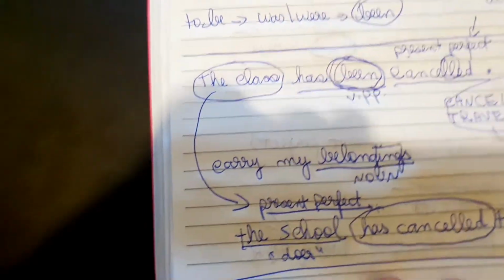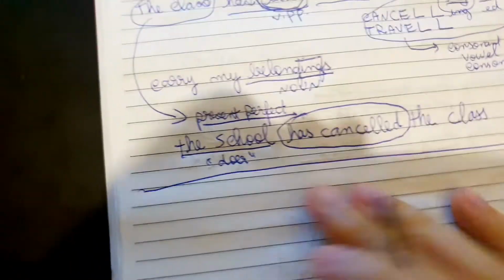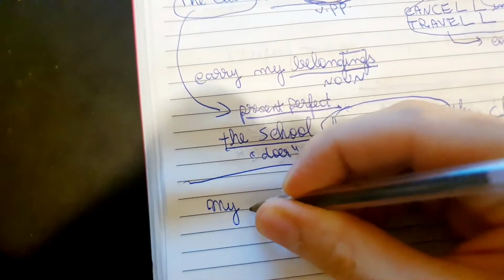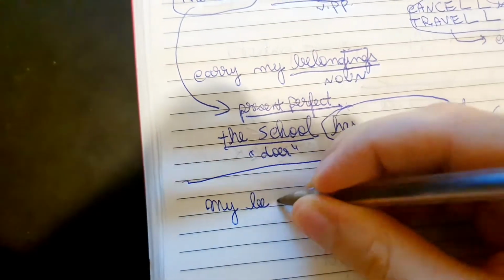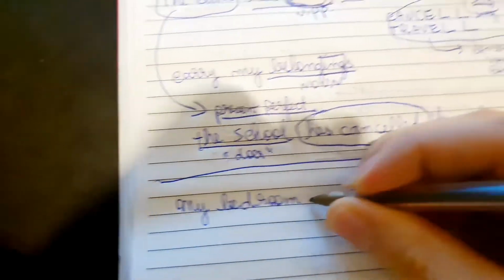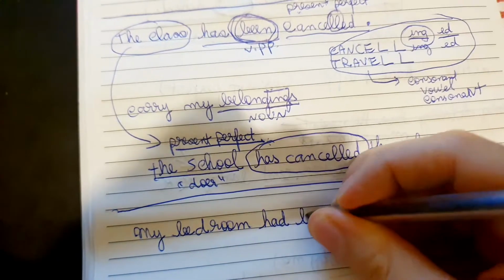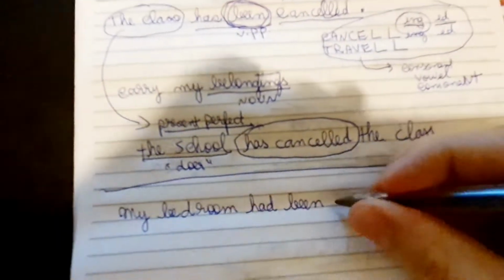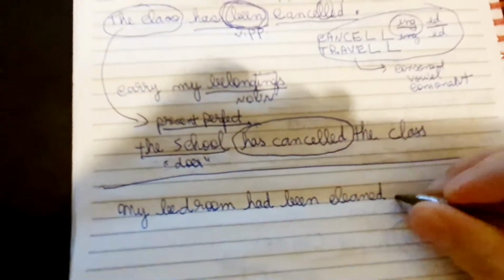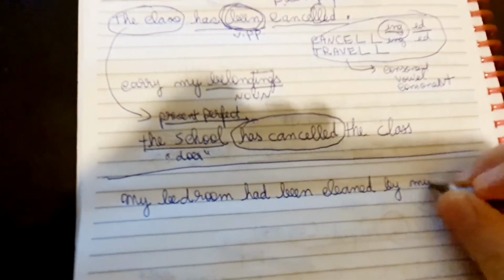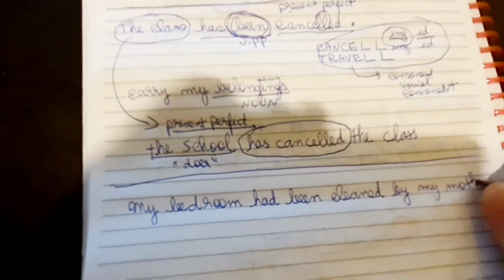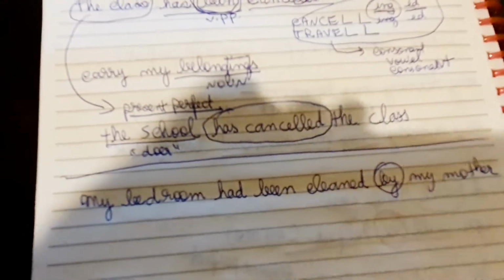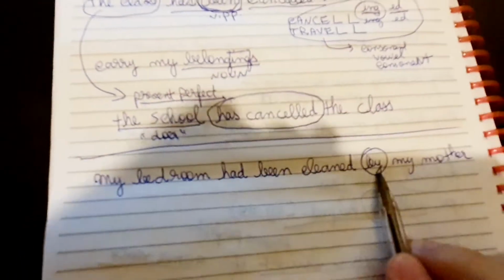Let's see another example now in another verb. My bedroom had been cleaned by my mother. Here I want my sentence to have the preposition by, right?